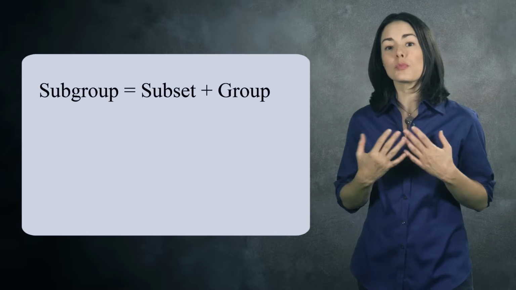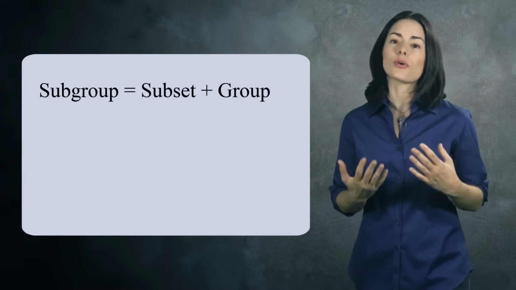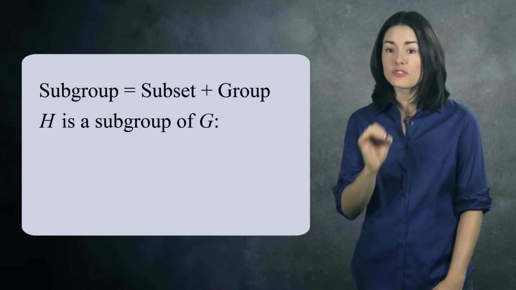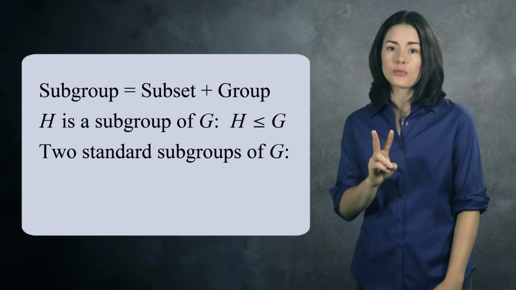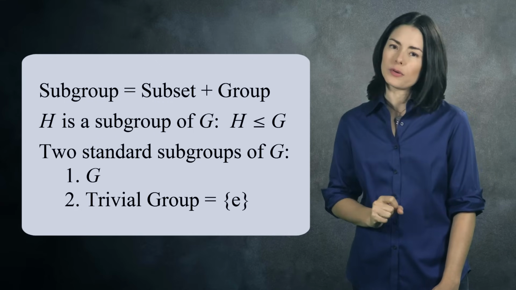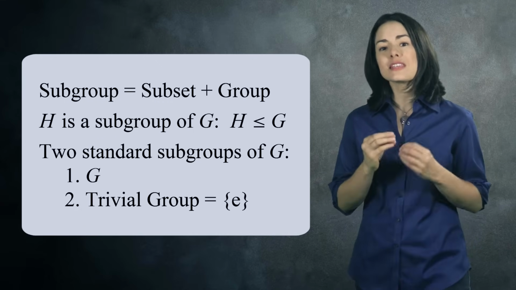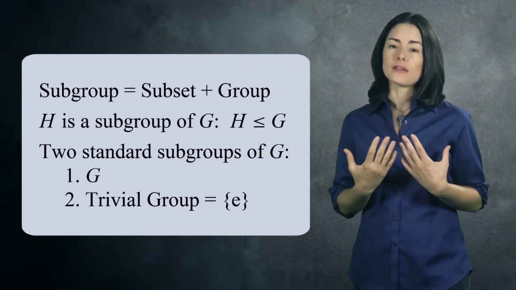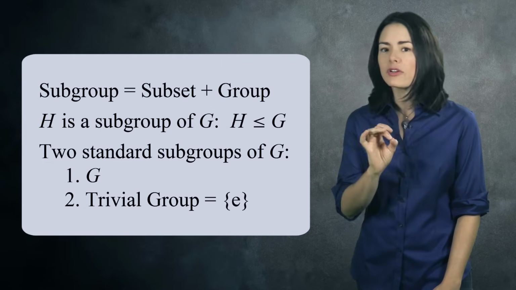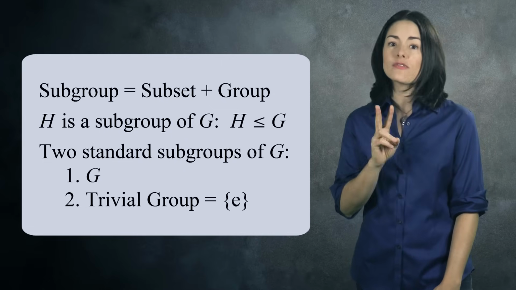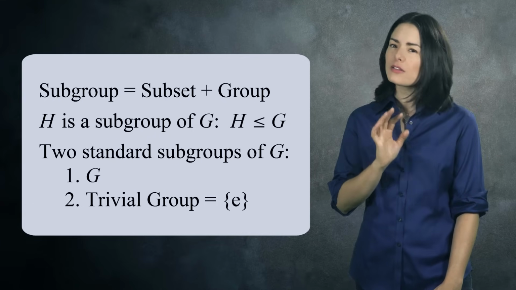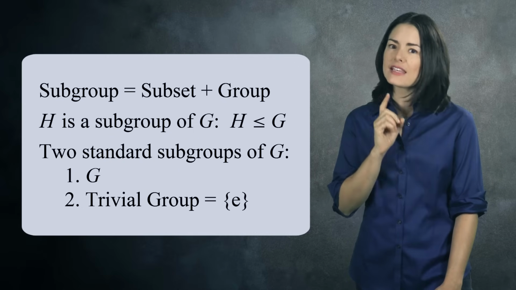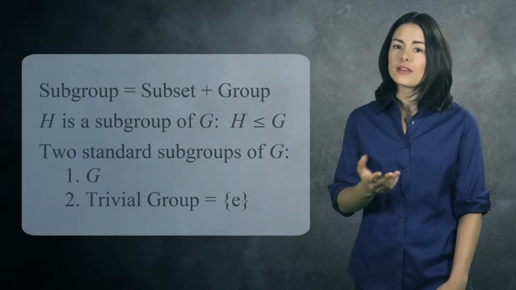A subgroup of a group G is a subset that's also a group. If H is a subgroup of G, we write it like this. Every group has at least two subgroups, itself and the trivial group. The trivial group consists of a single element, the identity element. This is similar to how every positive integer has at least two divisors, itself and 1. But these subgroups are fairly dull. We want to see if G has a subgroup other than these two, something more interesting.